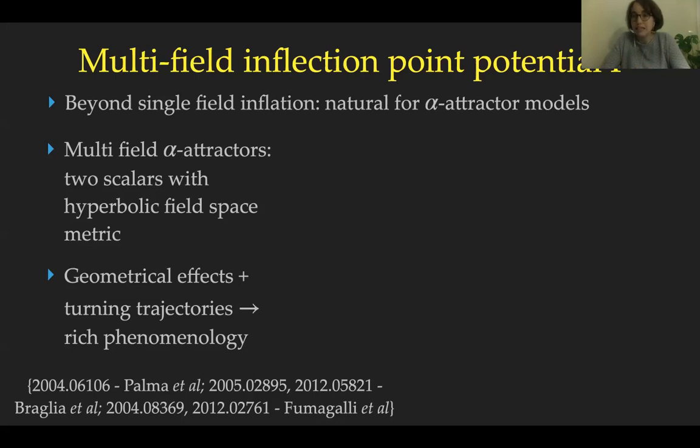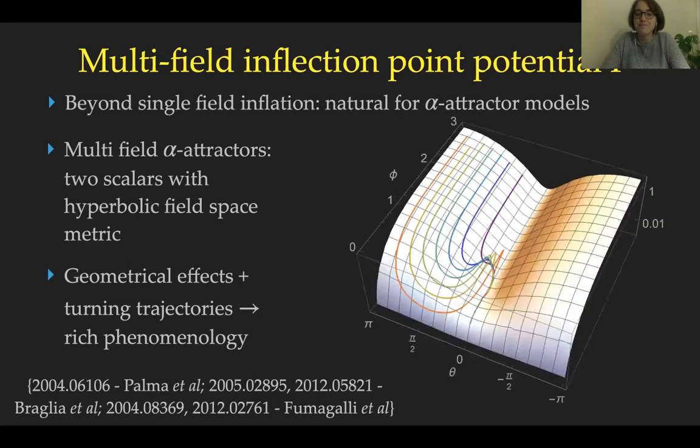And this has been investigated a lot recently. And you can see here a list of some works in this direction, but this list is obviously not exhaustive, it's not complete. So here I'm showing you some trajectories that correspond to different initial conditions for the angular field, plotted on top of the multi-field potential that we have derived. And you can see that these colored lines display a very rich behavior, and in particular, the trajectories are turning in field space.